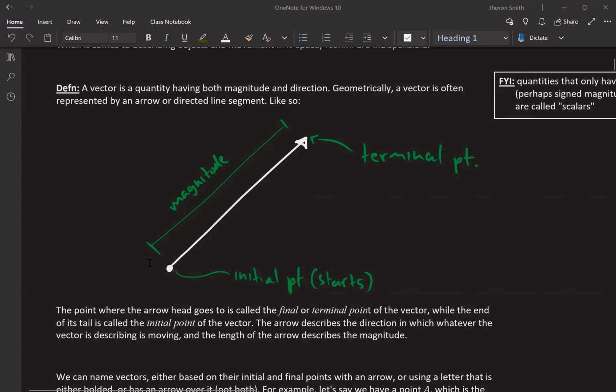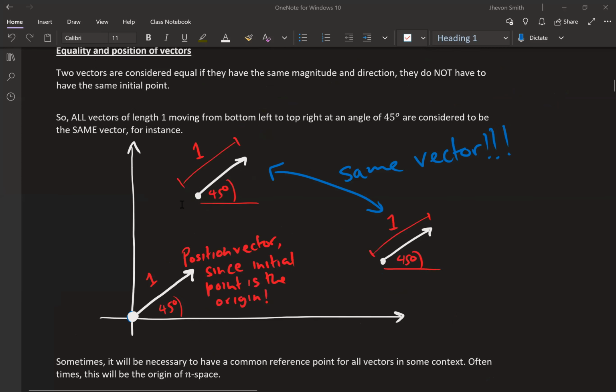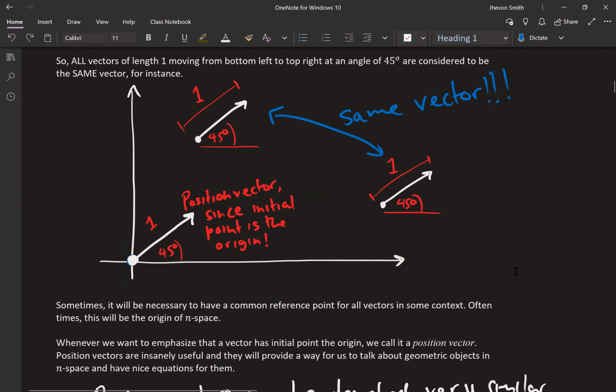The magnitude is the length of the vector, and the initial point, or the tail, is one starting point, and you can move in some direction to some other point called a terminal point. We can name vectors. Usually you put a little arrow over it when we want to talk about vectors. We also learned that vectors are considered equal as long as they have the same magnitude and direction. However, every now and then we'd want to think of a vector as starting at the origin, and we call those guys position vectors. We learned about that as well.